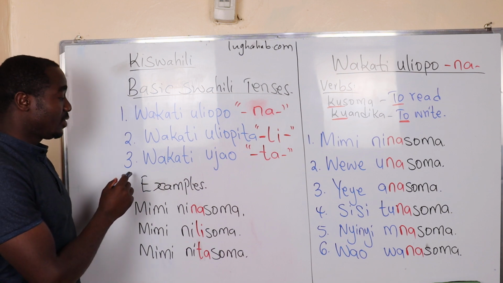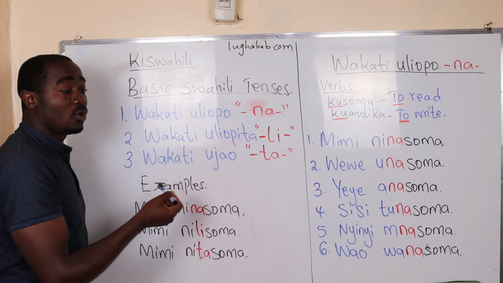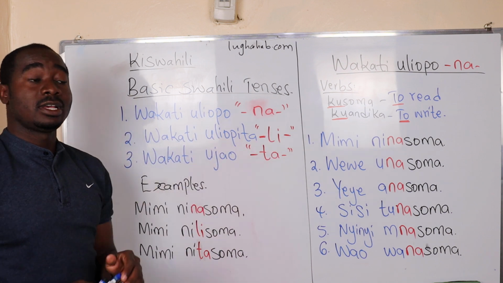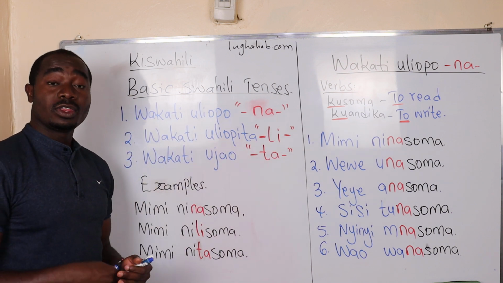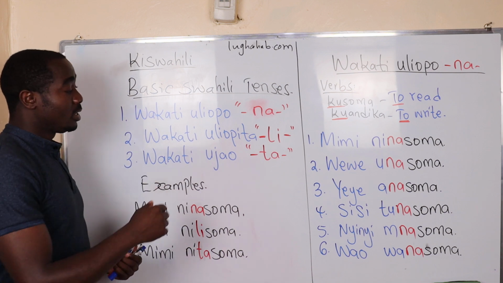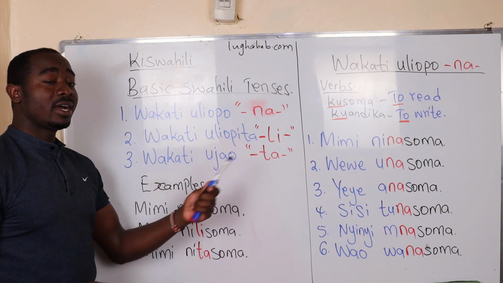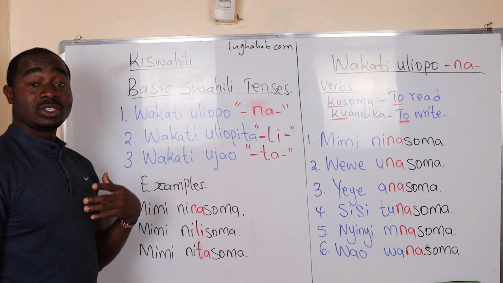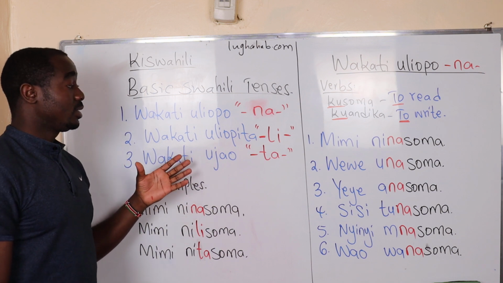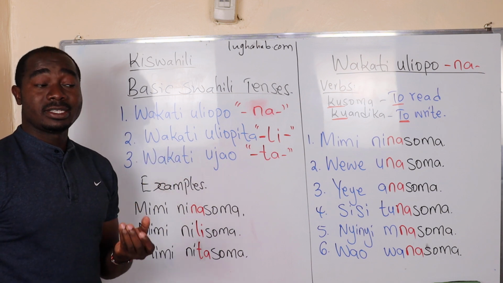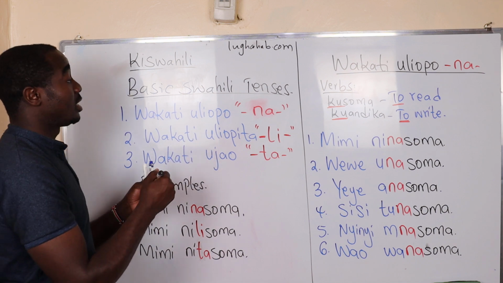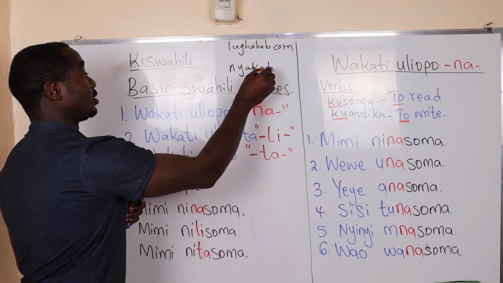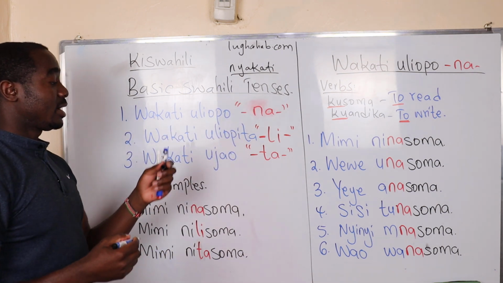And then lastly we have here wakati ujao. Wakati ujao is the future tense. Sawa? This is represented by the marker ta. We also have other tenses in Swahili, but we call this nyakati. Nyakati are the tenses.